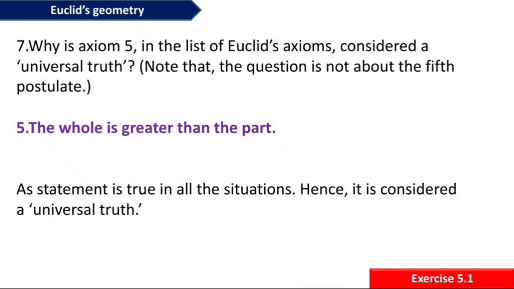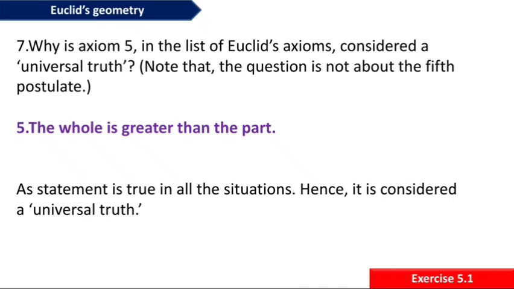Now let's see the next question. Why is axiom 5 in the list of Euclid's axioms considered a universal truth? Then in the bracket they have given the hint also. Note that the question is not about the fifth postulate. We are talking about the axiom. So which is the fifth axiom? The whole is greater than the part.